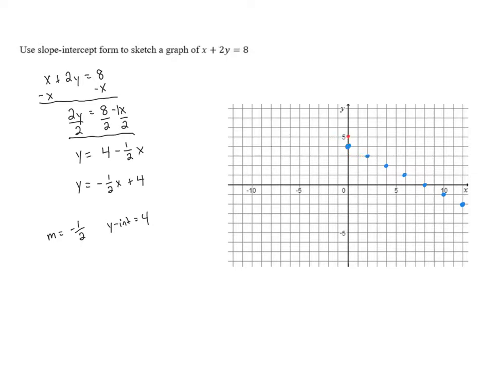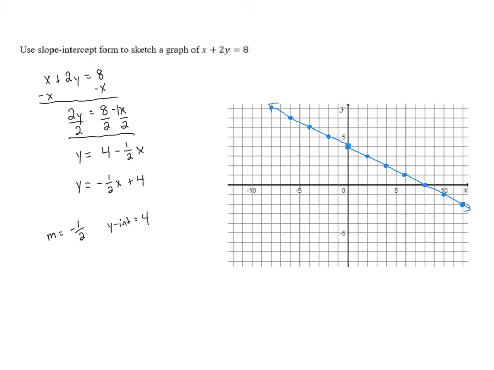So we're going to go up 1 and to the left 2. And that gives us another point, this time in the second quadrant. And then we can go up 1 and to the left 2 again. That gives us another point. And we keep going again and again. And then we have many points to help us draw a beautifully straight line.